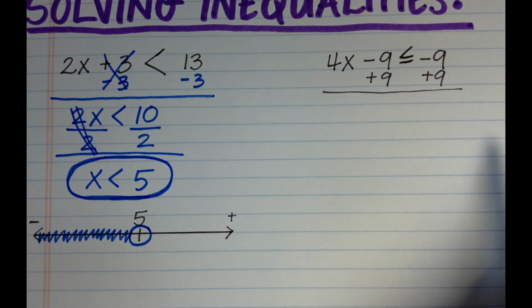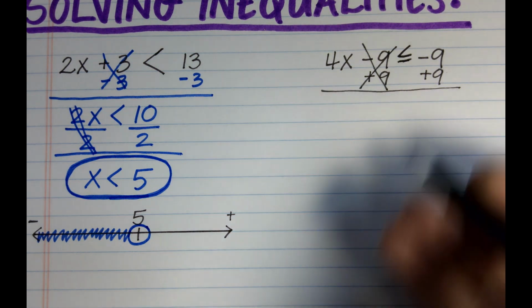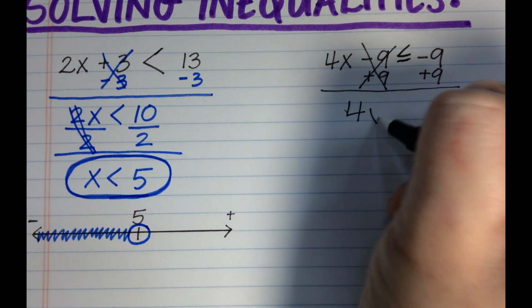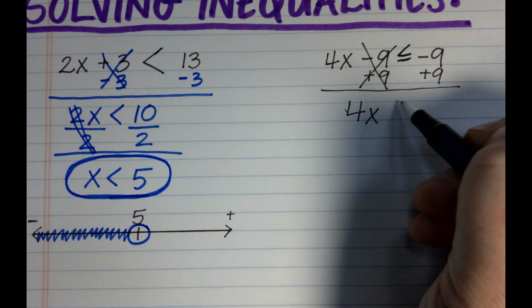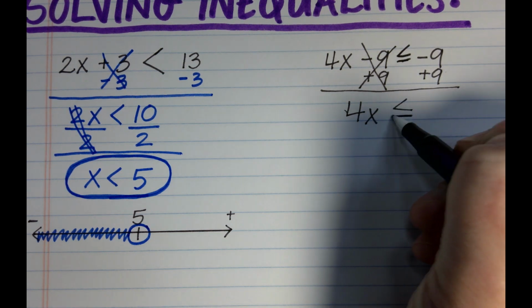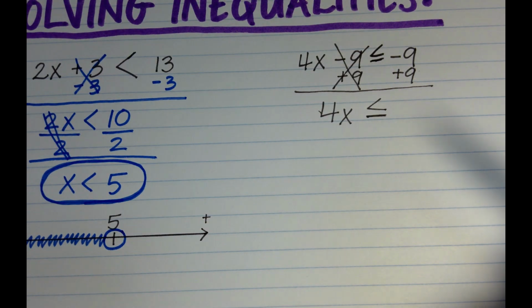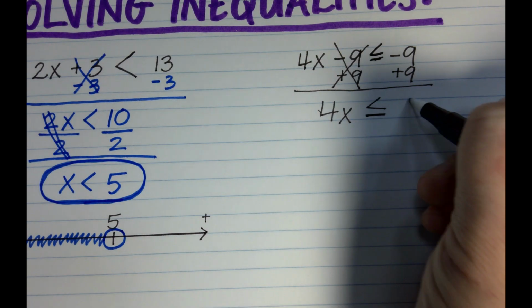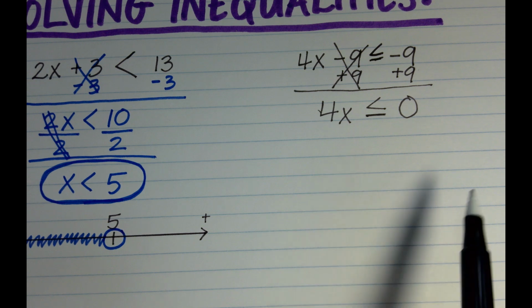So we're going to try to get rid of that 9. And what happens here? It cancels. So we get 4x, we're just bringing that down. And we'll bring down our symbol, less than or equal to, and what's -9 plus 9? 0. It's 0. Is that okay? Can it be 0? It can. 0 is a number. 0 freaks a lot of people out, but it's a number. We can work with it.